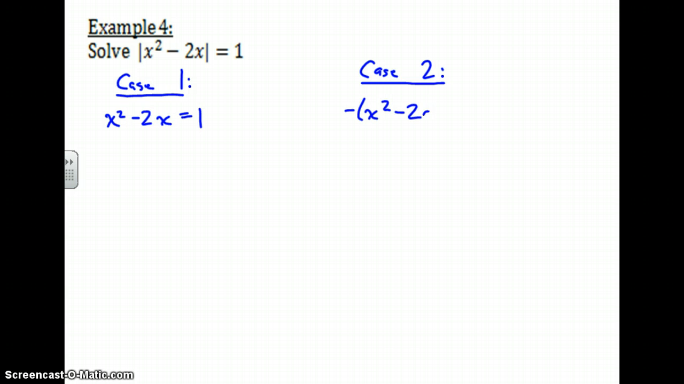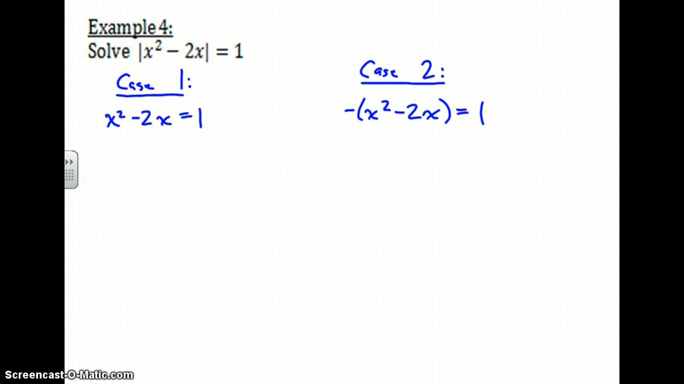So this one, we have the absolute value of x squared minus 2x is equal to 1. As always, we have two cases, and first off, we check: this is isolated, right? It's by itself. So we've got case 1 and case 2, and this one we want quite a bit of space for. We've got the case where x squared minus 2x equals 1, and the case where negative bracket x squared minus 2x equals 1.